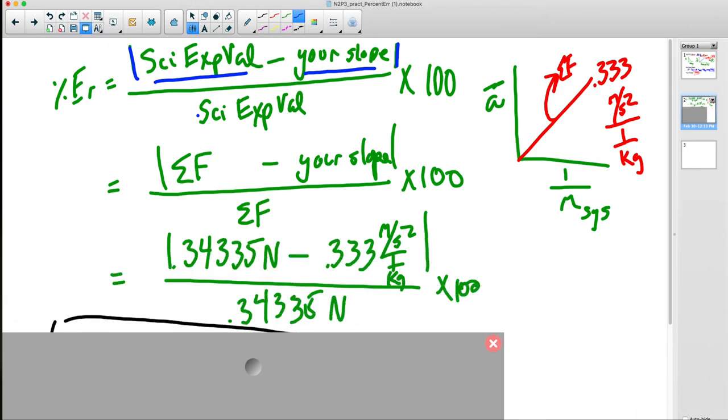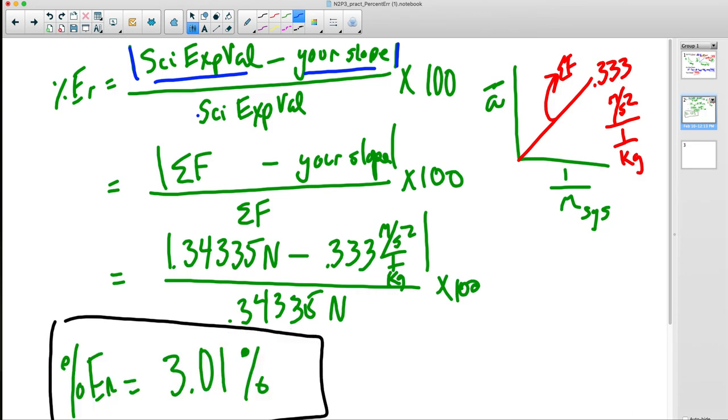So now we fill in those values. The actual net force was 0.34335 newtons. We subtract from that the slope, 0.333, and you could put newtons or meters per second squared per 1 over kilograms. That all turns out to be newtons. Take the absolute value of that difference and divide by 0.34335 newtons, multiply by 100. And when you punch all that in, you end up with about a 3% error.